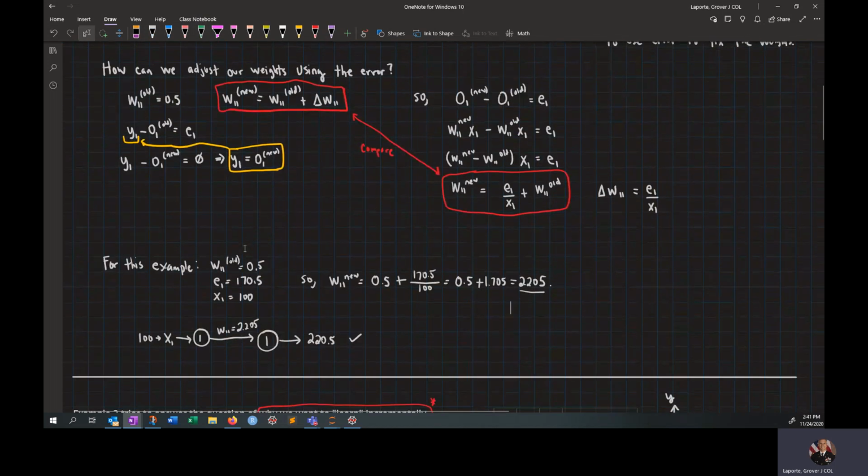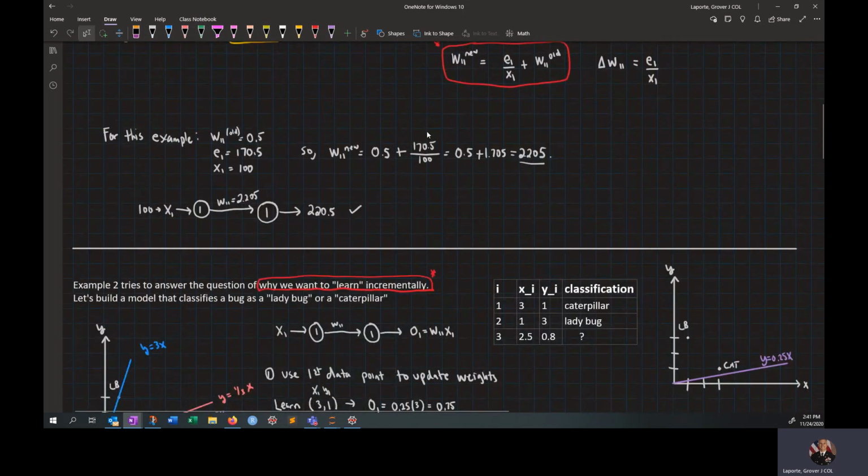Yeah, 220.5. So we see this new way of updating. Now, this isn't going to have you update all of it. I just wanted to show that you need to find a way to use error in order to update your weights. That's the idea behind it.